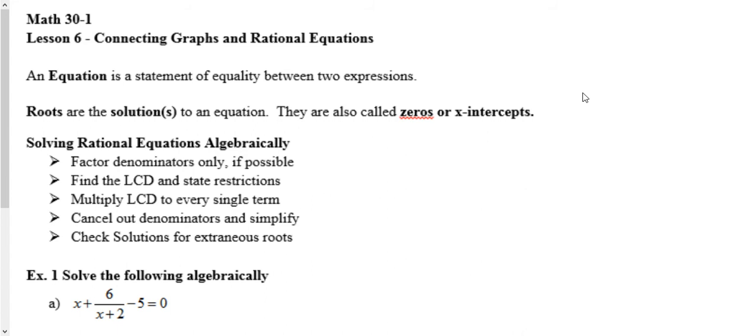This lesson is the last lesson in our series for rationals. So today's lesson is called Connecting Graphs and Rational Equations. So basically when we have a rational equation, we want to find the roots, which are all the solutions to the equations. Roots can also be called zeros or x-intercepts. Basically, we're looking for all x values of our equation.